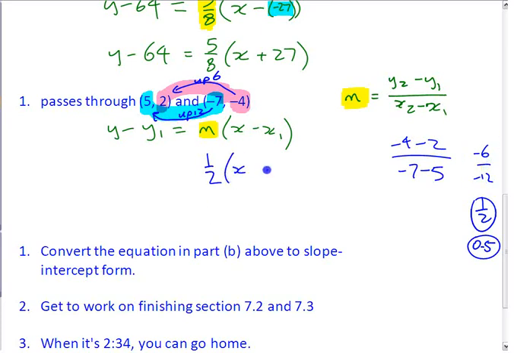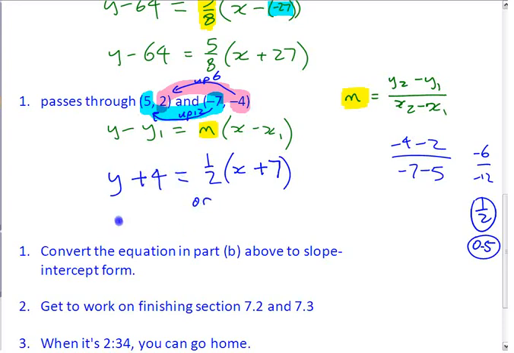And then just sub one of the points in. Why don't we use the easier one so they're all pluses? x1, you can put negative 7, so this is like plus 7. And y1 can be, I'm using this point, right? y1 can be negative 4, minus negative 4 is like plus 4.